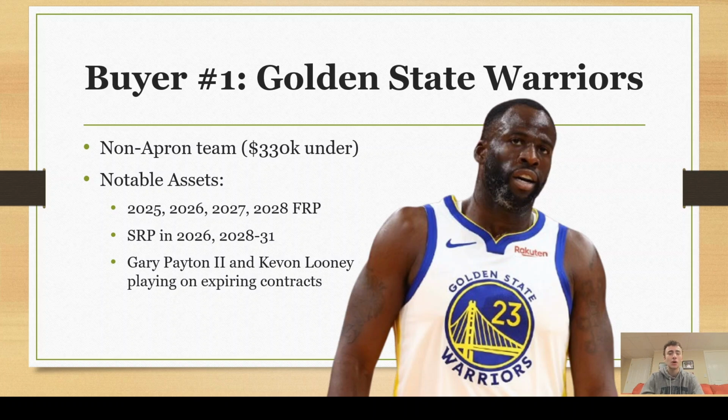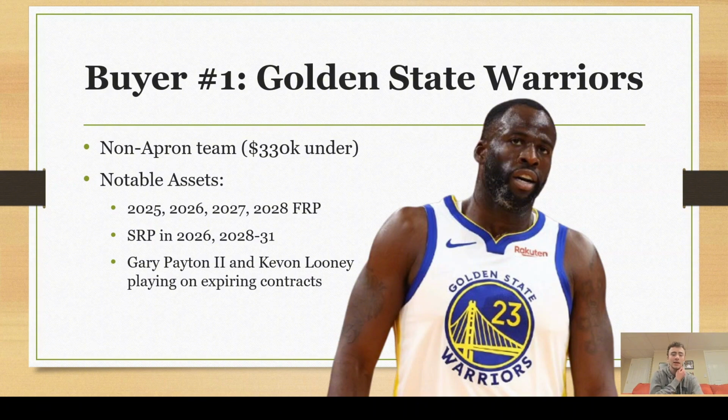Now, in terms of assets, the Warriors have first-round picks up until 2028 that they can trade. Those are going to be some prime picks for dealing. They also have second-round picks in 2026 and 2028 through 31, as well as Gary Payton II and Kevon Looney on expiring contracts. Additionally, they also have Brandon Podziemski on the second year of a rookie contract, and Andrew Wiggins has still proven to be a valuable player in today's NBA.